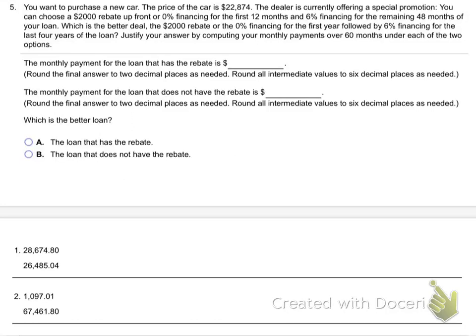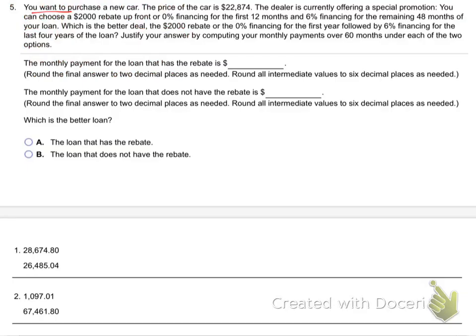Okay, so here we are trying to finish up problem number 5 on purchasing a new car. We already did option 1. Let me crank it out again really quick. Option 1 says the price is $22,874, with a $2,000 rebate. So the first option is a $2,000 rebate, and then just pay 6% for 60 months from there.